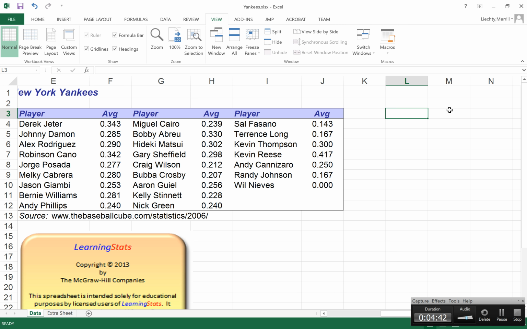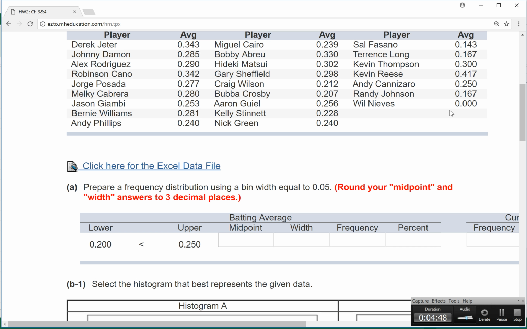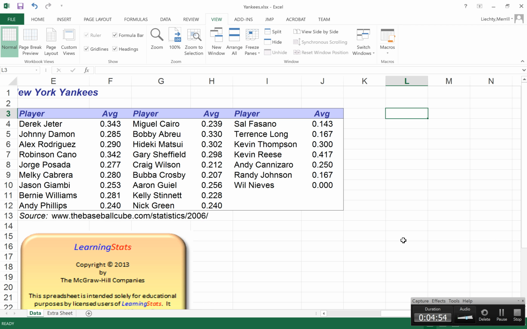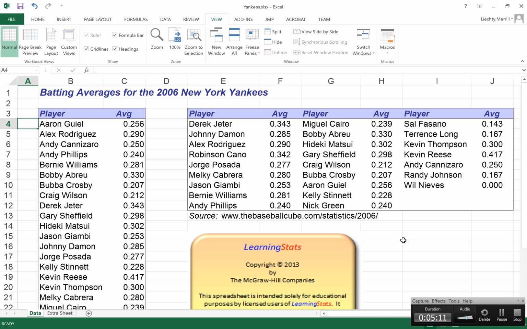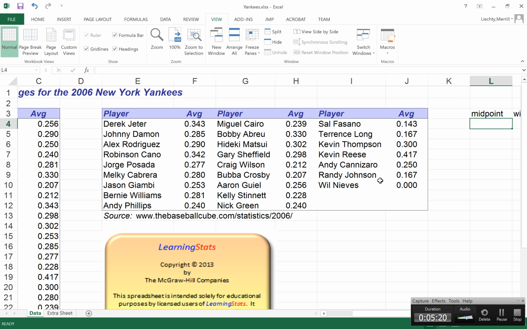So here's our table. We've got the midpoint, the width, the frequency, and the percentage. So let's come over here and say here is the midpoint, the width, frequency, and percent. We can do this for all of the categories, or rather all of the bins, although the question's only asking for 0.2 to 0.25. So I'm just going to fill in that one.